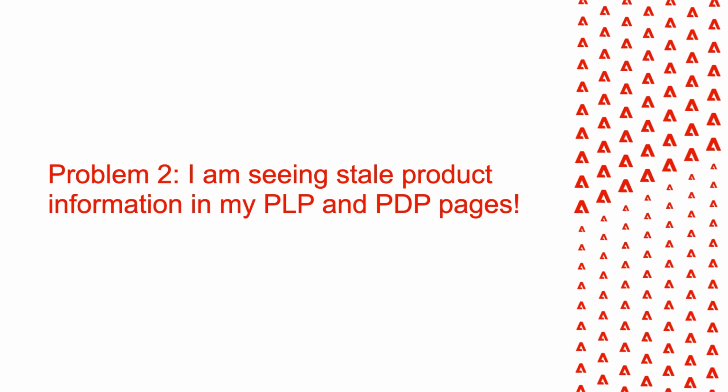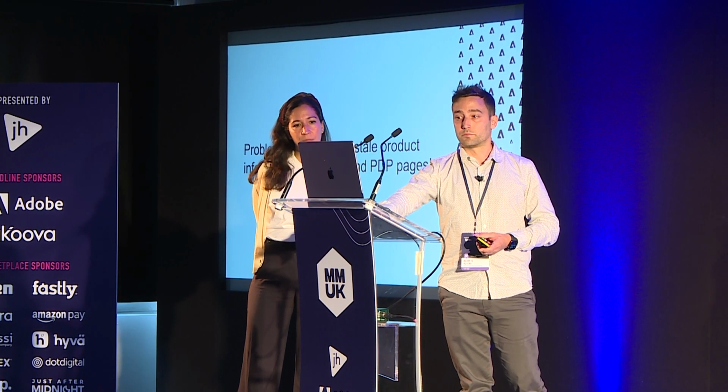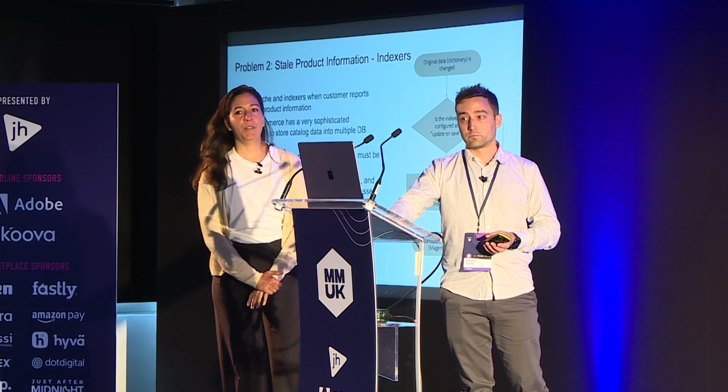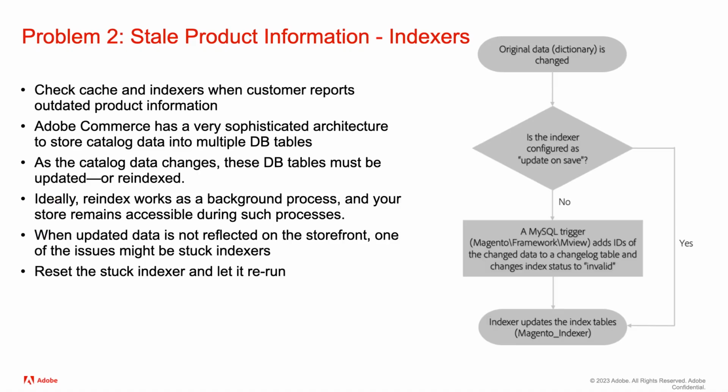Okay, problem 2: I'm seeing stale product information in my product listing pages and product detail pages. Most of the time, it will be a cache problem. But if it's not, when you have discarded that, then it's time to check your indexers. Here, there are two modes to have the indexers updated, and we always recommend updating on schedule, a background process.